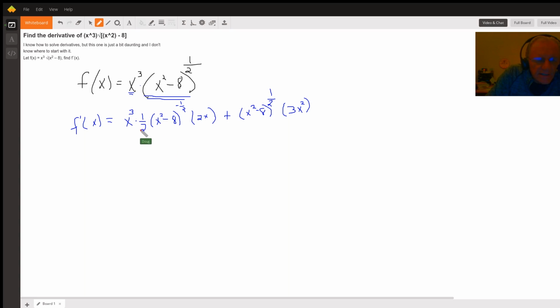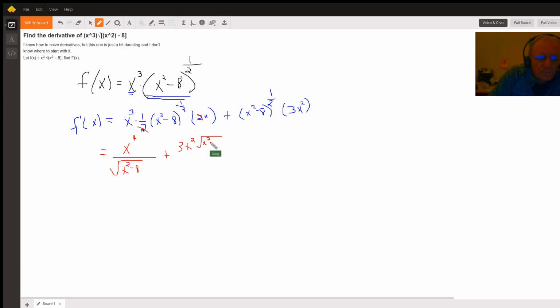So I can see that these 2's cancel out. And I've got x to the 4th remaining in the numerator. And this x squared minus 8 to the minus 1/2 I can rewrite as, in the denominator, the square root of x squared minus 8. And for the second term, well, 3x squared times the square root of x squared minus 8.